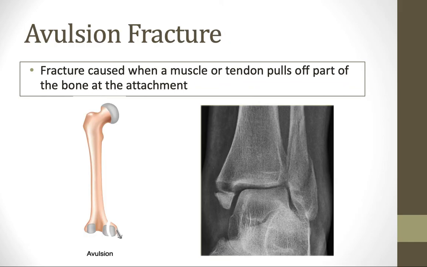Next, we have an avulsion fracture. An avulsion fracture is caused when the bone is actually a little bit weaker than the muscle or the tendon. So the muscle or tendon will actually pull part of the bone away from the rest of the bone instead of damaging the tendon or the ligament.